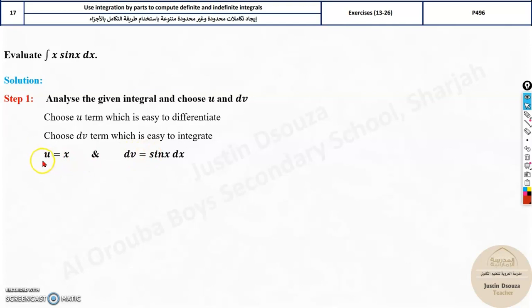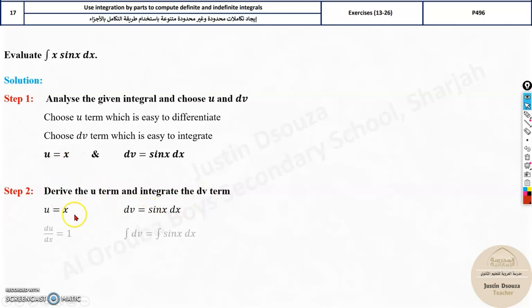Now differentiate: du by dx. What is going to happen? Derive the u terms and integrate the dv terms. What it means is you need to differentiate u with respect to x. You will get 1. So then what is the du value? Take this dx to the other side. du is equal to dx. Now integrate this side over here. What do you get? Integration of dv, the integration of sin x will be minus cos x. The integral of sin x dx is minus cos x. So v is the left side; integral of dv would be v. So now you have got du equals dx, v is equal to minus cos x.